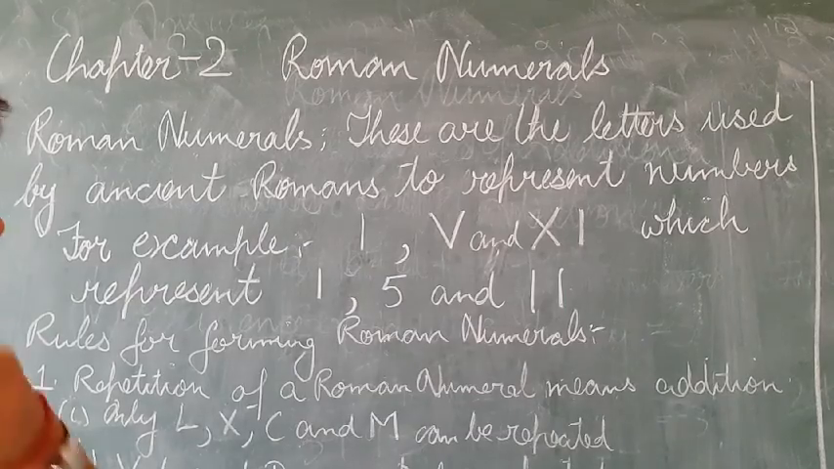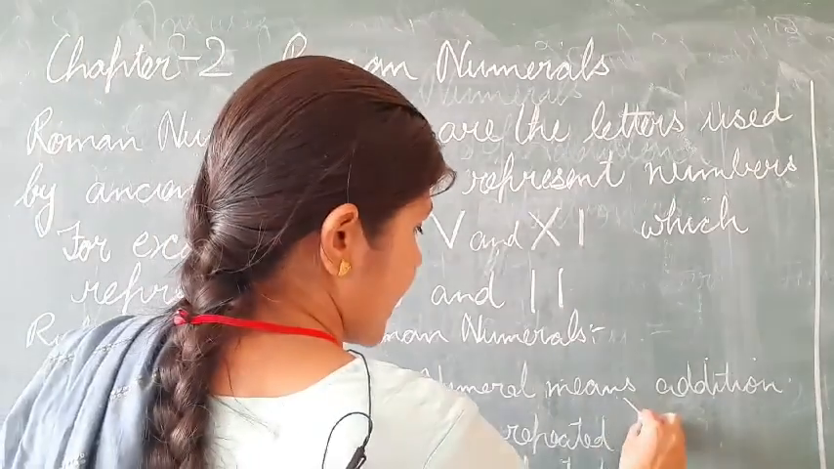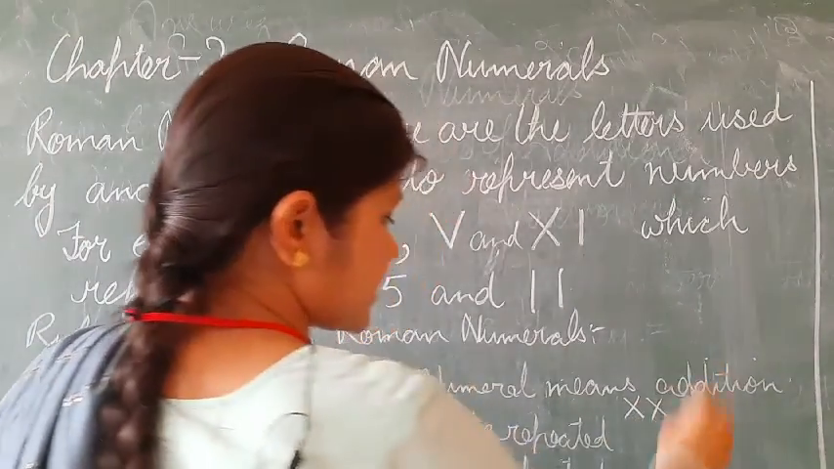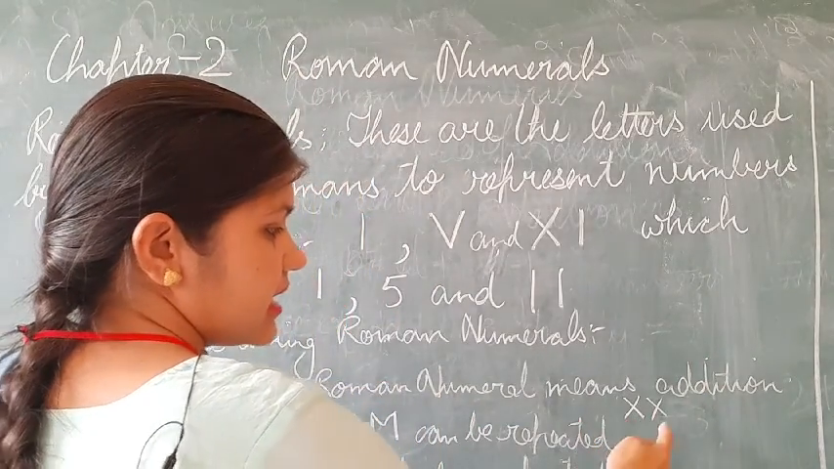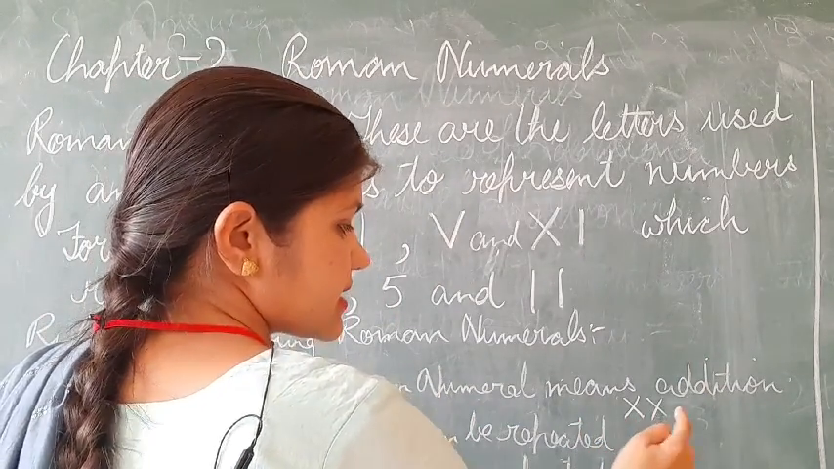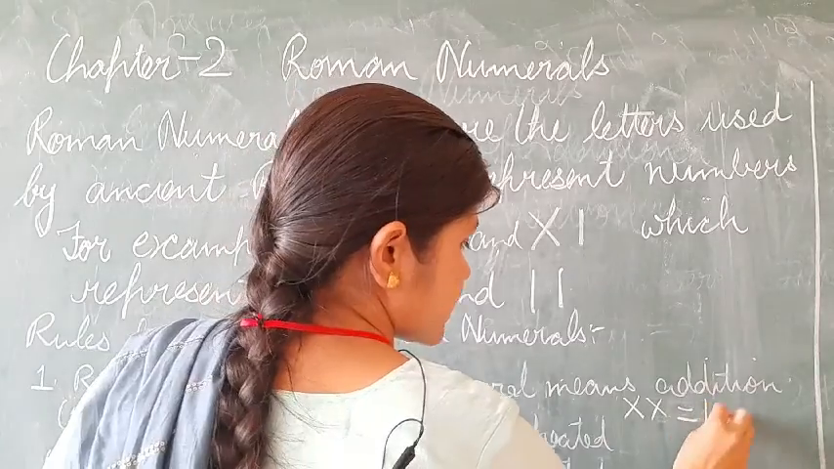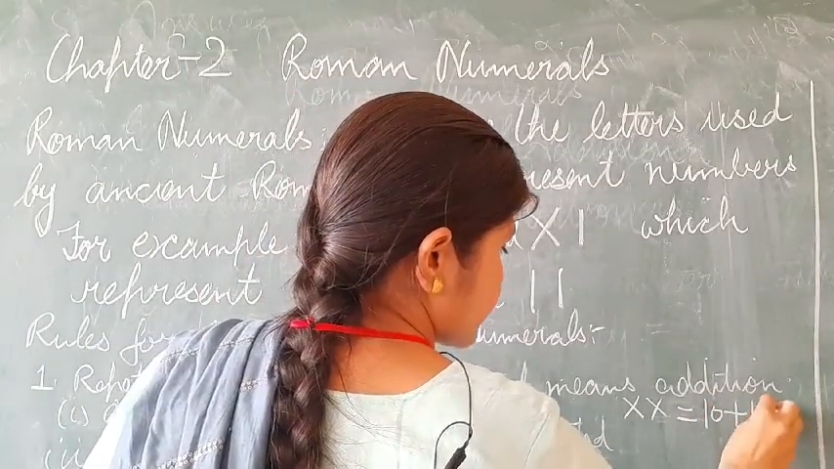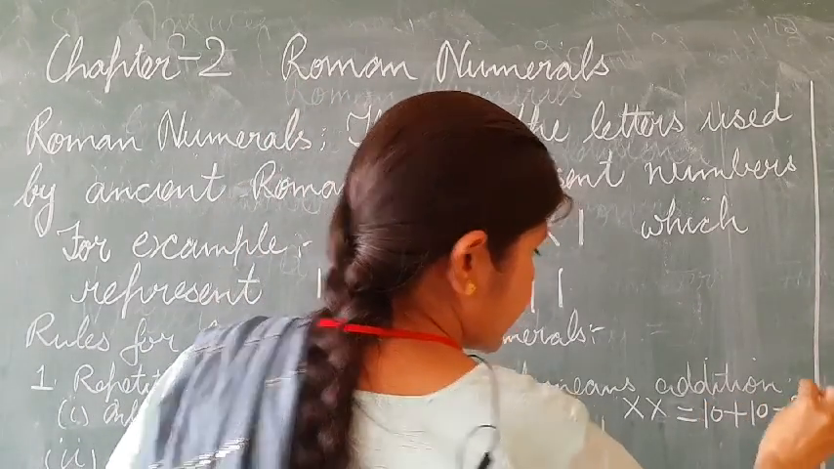Repetition. Suppose I write X, this means X is 10, and this is another X, this is 10. This means 10 plus 10. It is 20.